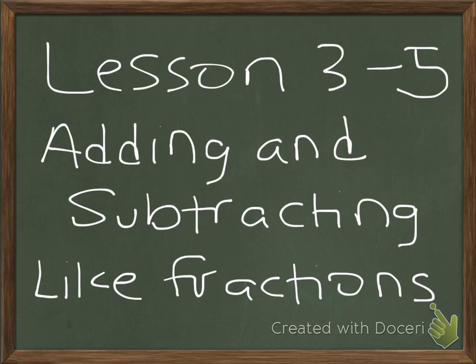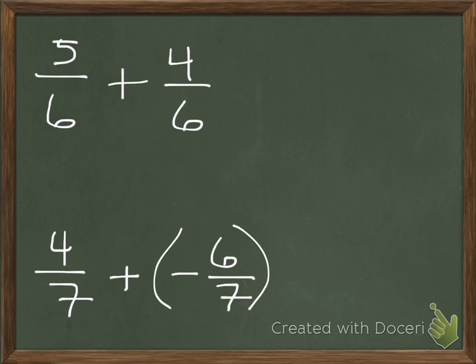Today we're looking at lesson 3.5 on adding and subtracting like fractions. What you have to keep in mind with like fractions is that you have the same denominator, so all you're doing when you're adding or subtracting is focusing on the numerator. Since these both have 6 as the denominator, we're going to add the 5 plus 4, which will give me 9 over 6, and then I always look to see if I can simplify.